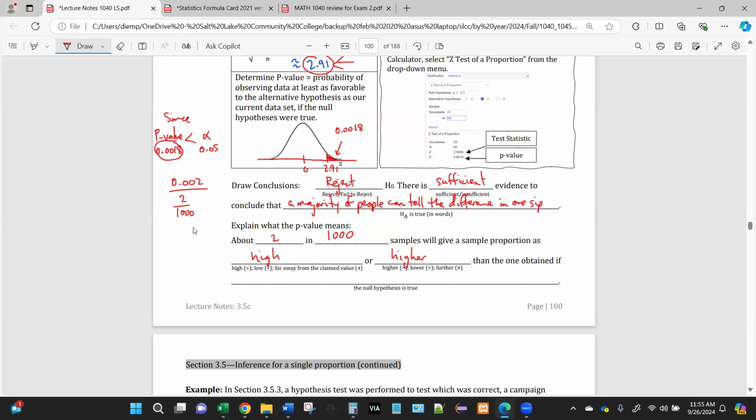Okay, so we'd get sample proportions as high or higher, as extreme or more extreme, than the one we obtained if the null hypothesis is true. Okay, so that means if people can't tell the difference between diet and regular.